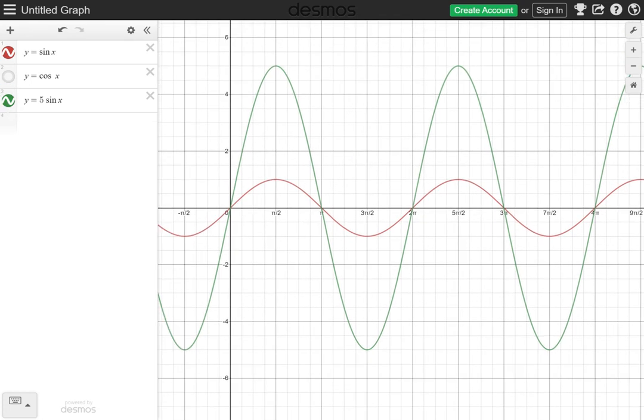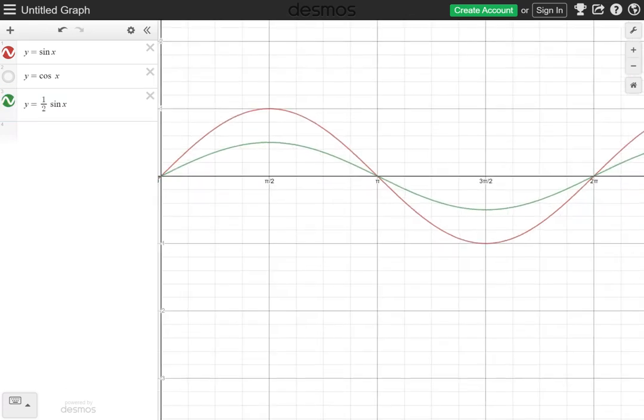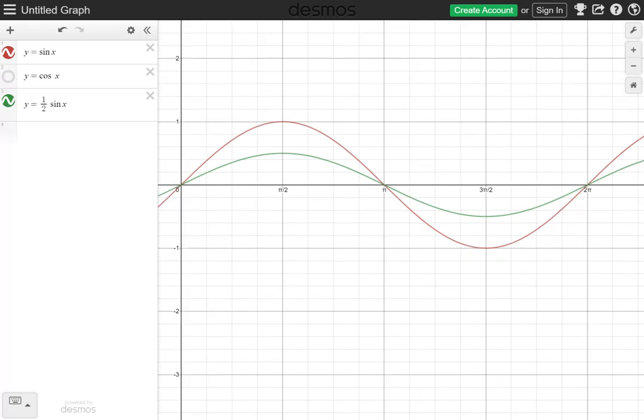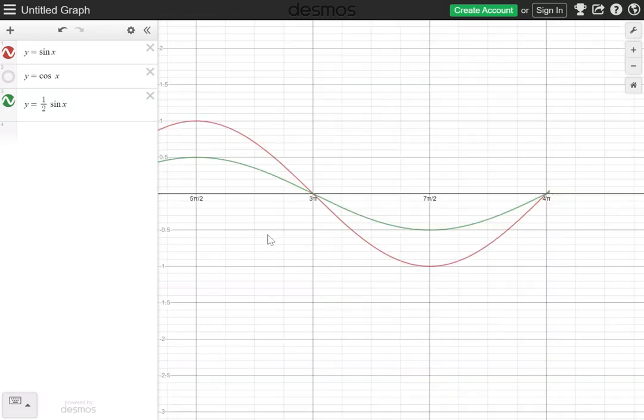All right. Well, what if we try something smaller than 1? What if we try a 1/2? Well, now, remember guys, the red one's the original. Now our graph is half as tall. So instead of at pi over 2 going up to 1, it's only going up to 1/2. All right. So amplitude, in general, is the absolute value of a.